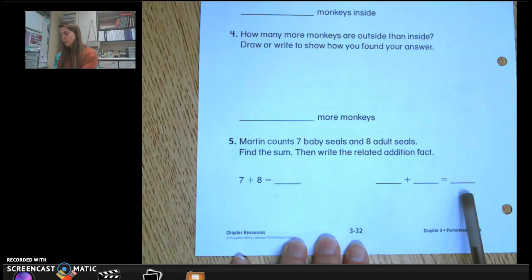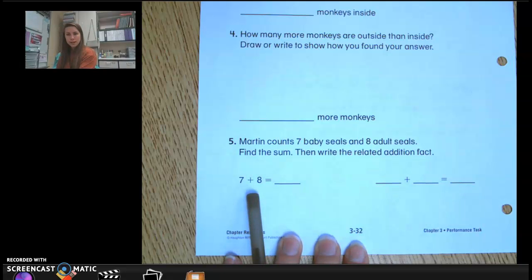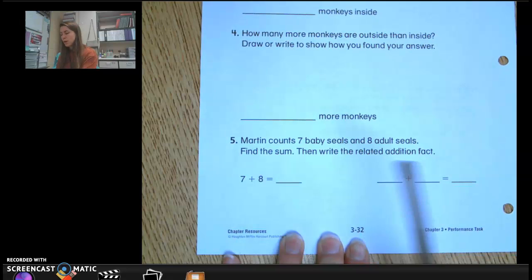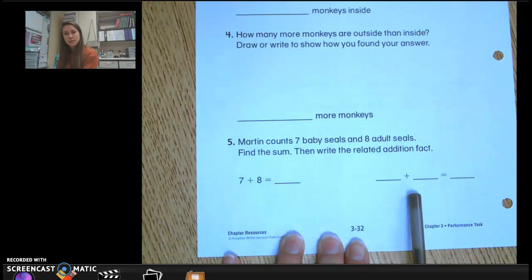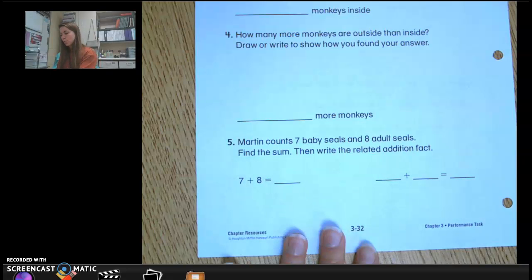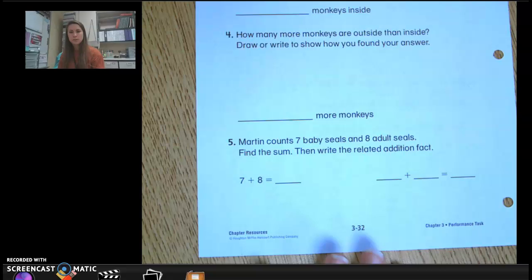A related addition fact, what's another way I could write this addition fact? I don't want a new addition fact. I still want to use these same 3 numbers. I just want to write them in a slightly different way. So I should still be using 7 and 8 in my next problem, along with that answer that I get. So what's the related addition fact?